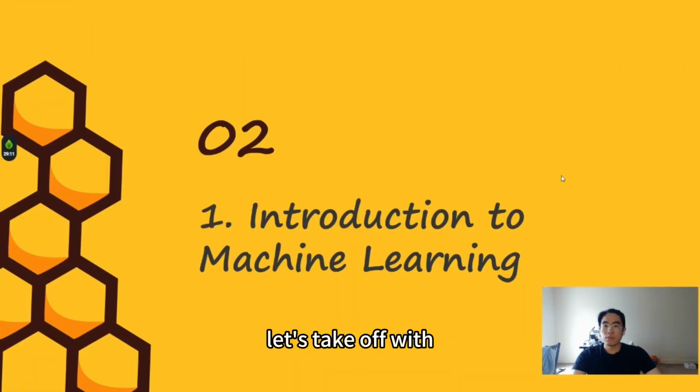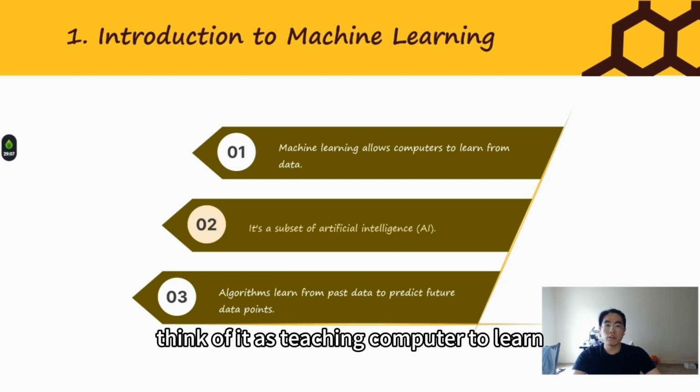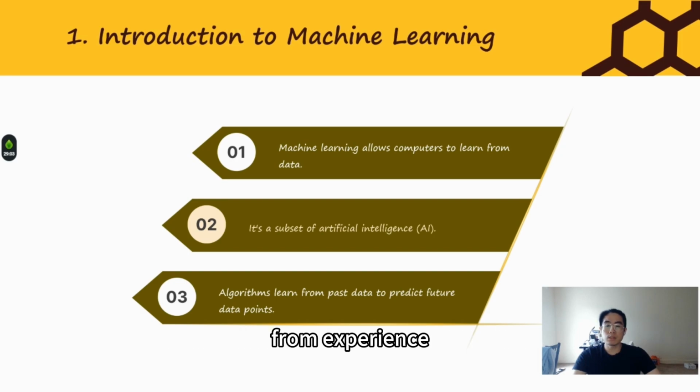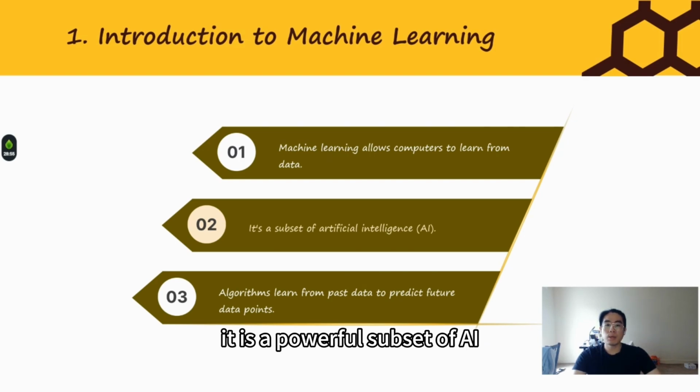Let's kick off with a primer on machine learning. Think of it as teaching a computer to learn from experience. Just as we learn from our past, algorithms use past data to make future predictions. It is a powerful subset of AI and is reshaping industries globally.